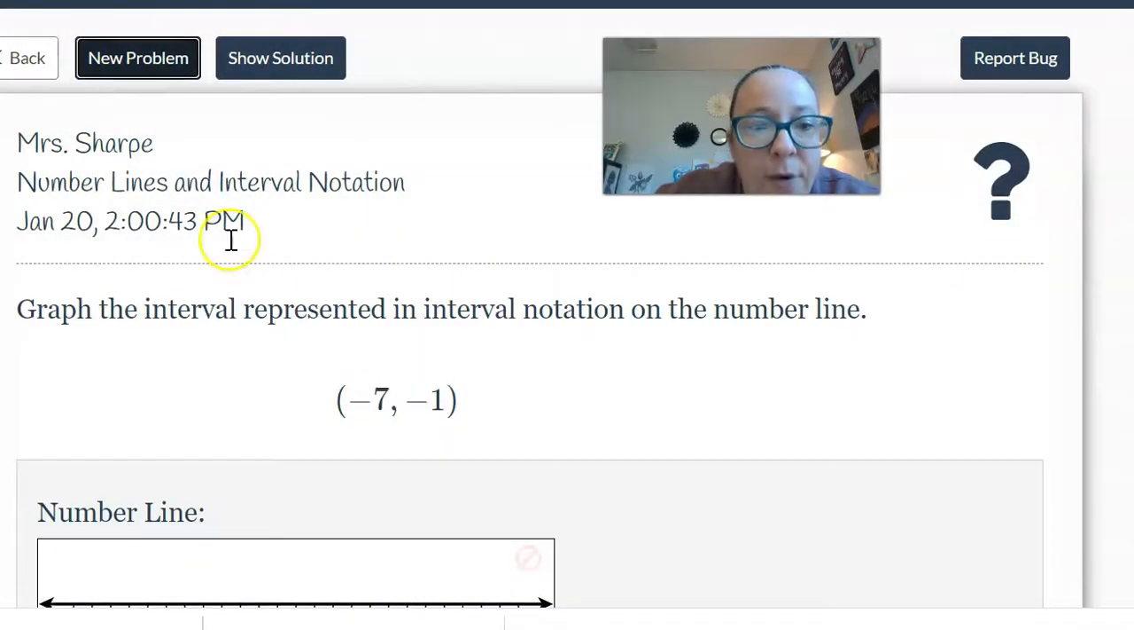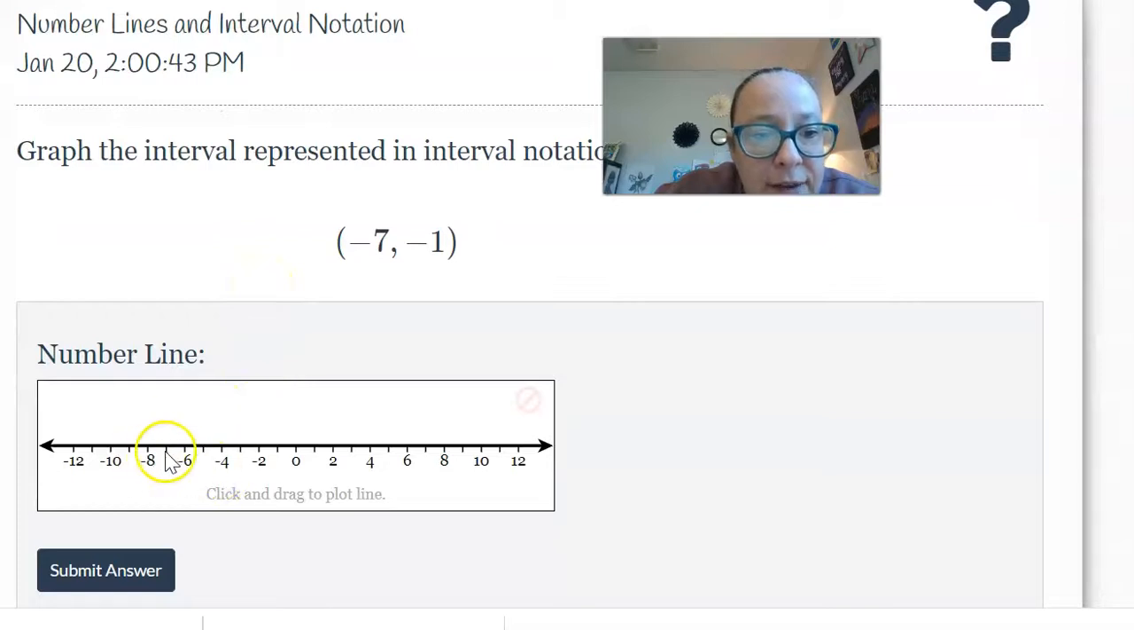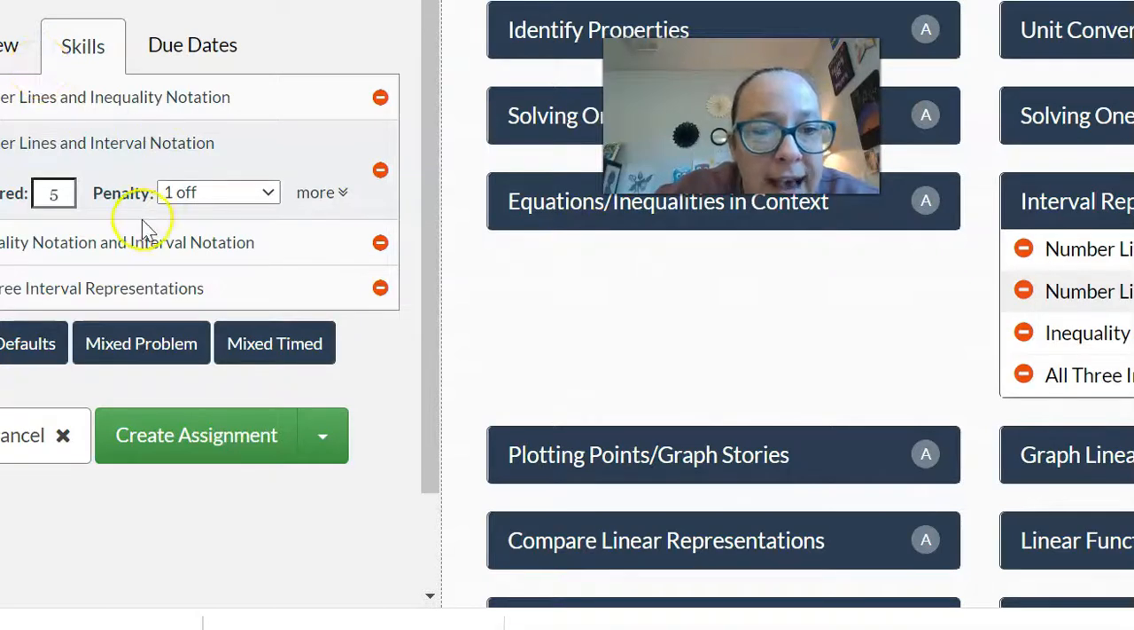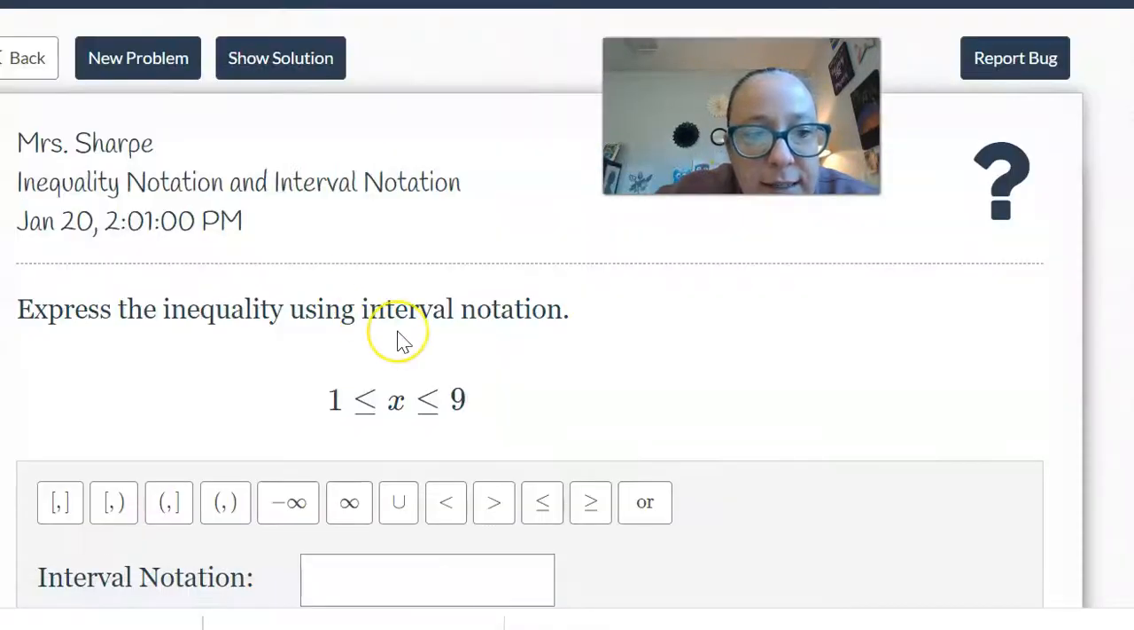Let's see, let me see. Okay, so this one, negative 7 is where I start, and I go to negative 1, and the negative 7 has a parenthesis, so that's open, and the negative 1 has a parenthesis, so that's open. Okay, so I wanted to show you that, and the next section looks like this.